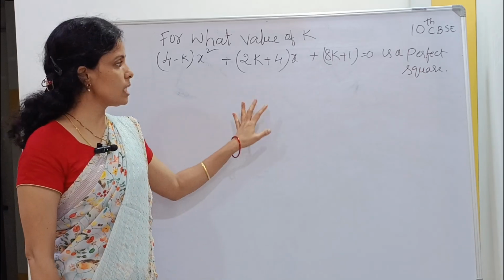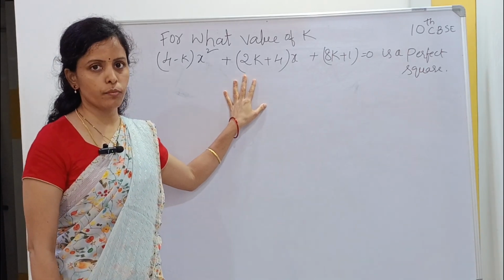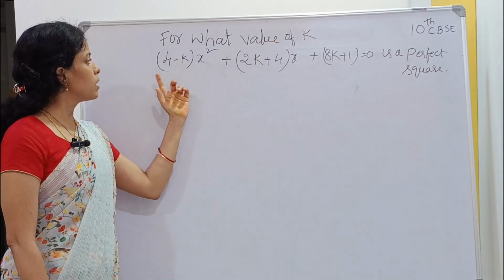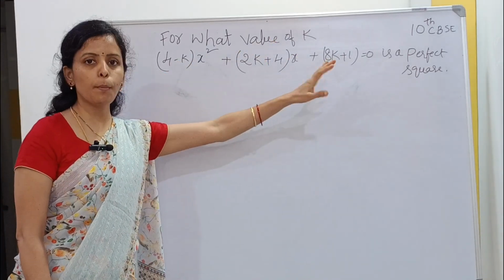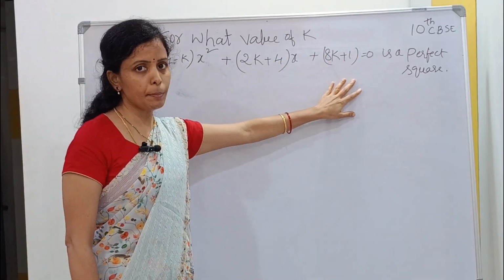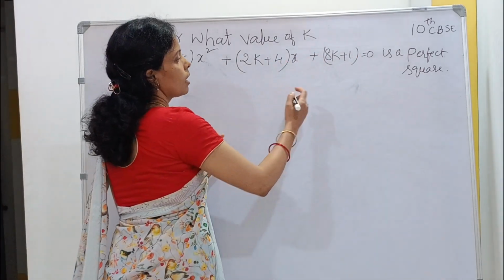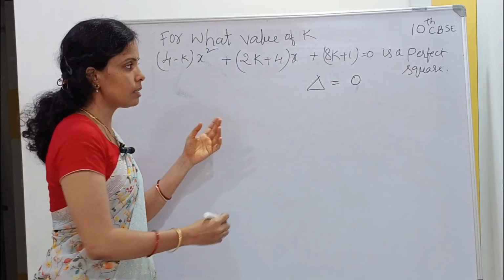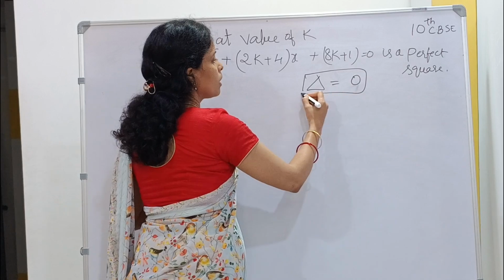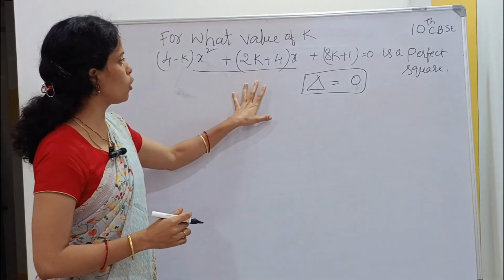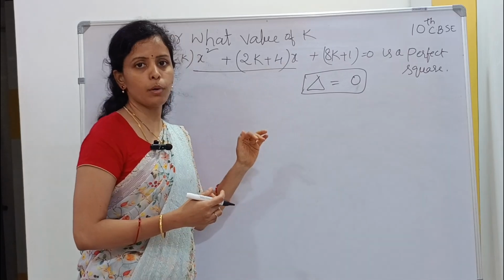Okay. Let us see a question based on the nature of the roots. Here the question is, for what value of k is this equation a perfect square? When an equation has to become a perfect square, the condition is that the discriminant should be equal to 0. So this is the condition you have to remember for this equation or any equation to be a perfect square.